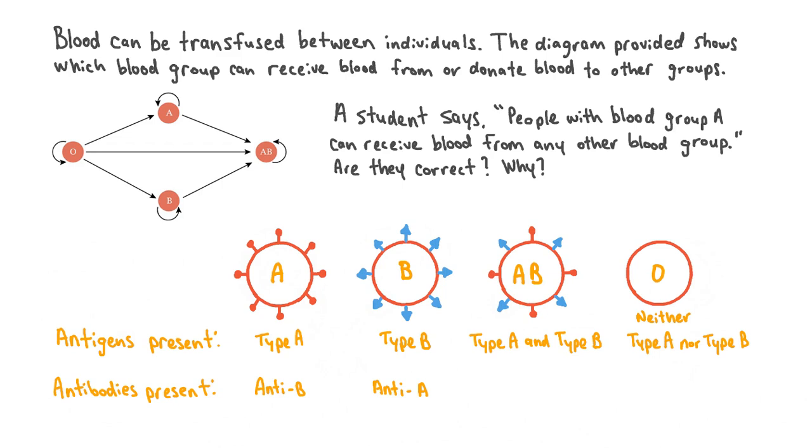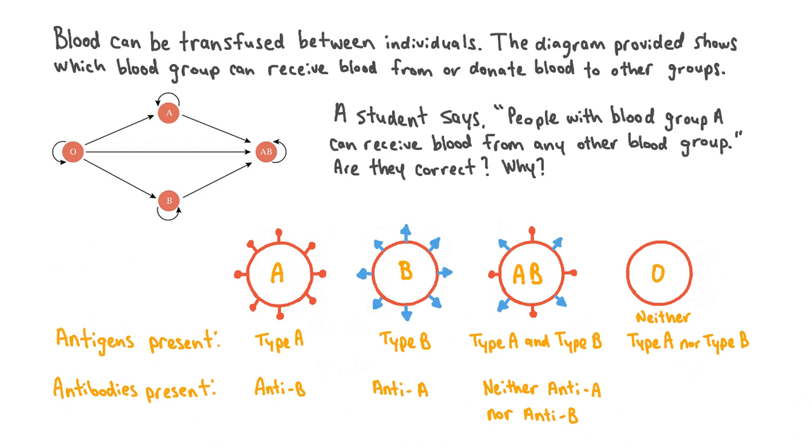In someone with blood group B, they have anti-A antibodies which would react with any red blood cells that carry the type A antigen. So someone with blood group B would not be able to accept donations from those in blood group A or blood group AB because they carry the type A antigen.